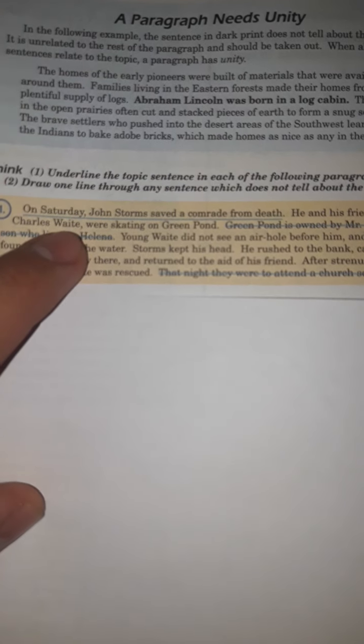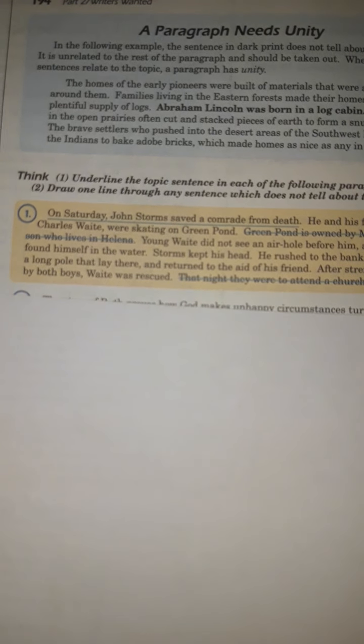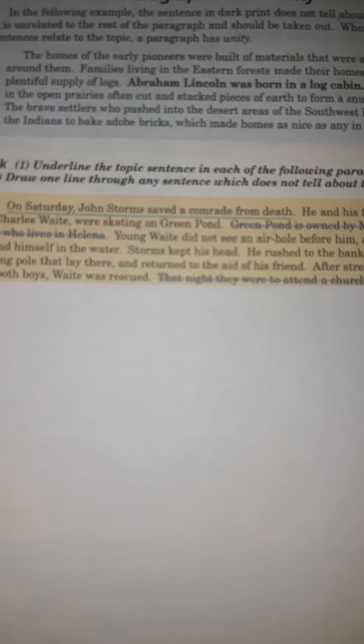Okay. Underline the topic sentence in each of the following paragraphs. Number two, draw one line through any sentence which does not tell about the topic. So we're gonna underline the topic sentence. On Saturday, John Storms saved a comrade from death. So that means that John Storms saved one of his friends, one of his comrades, from death, right? So that means that the rest of the paragraph is going to talk about what happened, right? So we're gonna draw a line through any sentence which does not tell about the topic, something that's not talking about this.